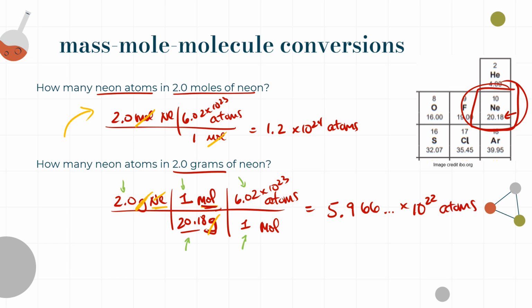Let's do our sig fig check. I've got 2, I've got 4, I've got 3. We're going to keep 2. 5.9, but that 6 is going to round that 9 up. We're going to get 6.0 times 10 to the 22 atoms of neon in 2 grams of neon.